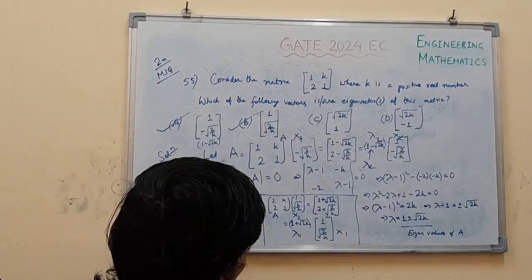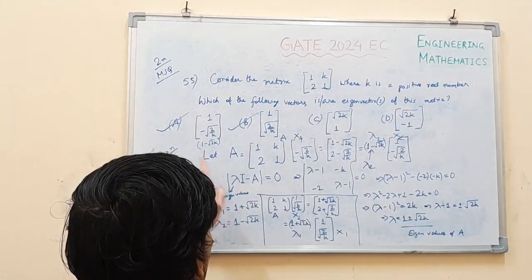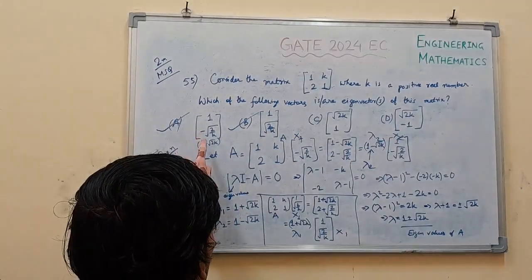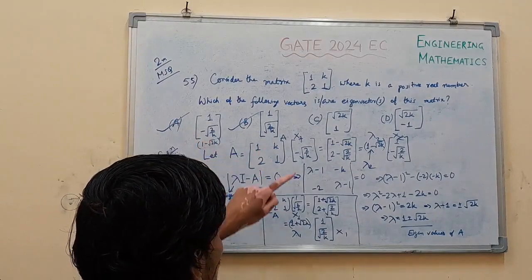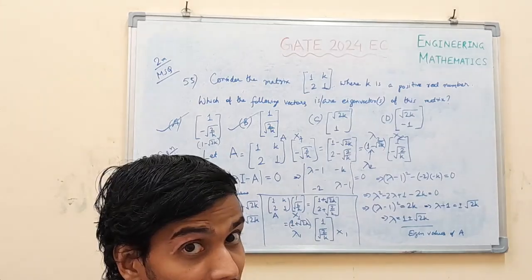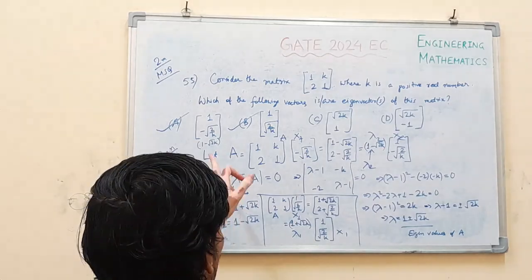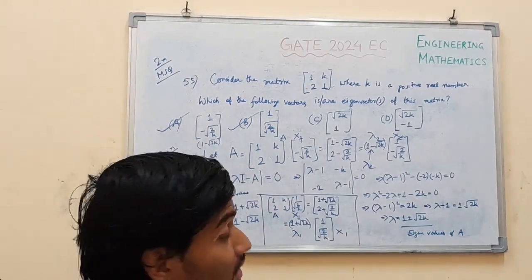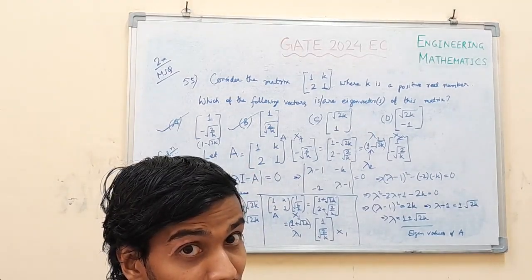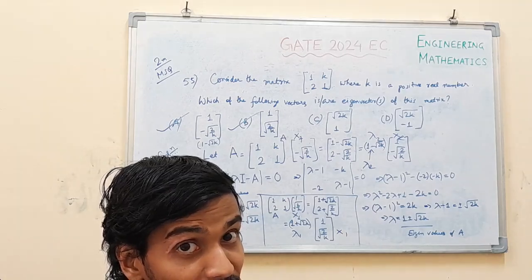As there are only two eigenvalues, there will be only two eigenvectors, which you already found here: 1, minus root 2 by k and 1, root 2 by k. So the correct eigenvectors are the ones given in options A and B. And the correct answers to this multiple select question are options A and B.